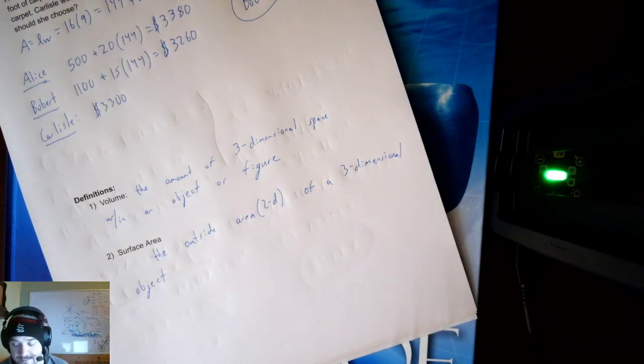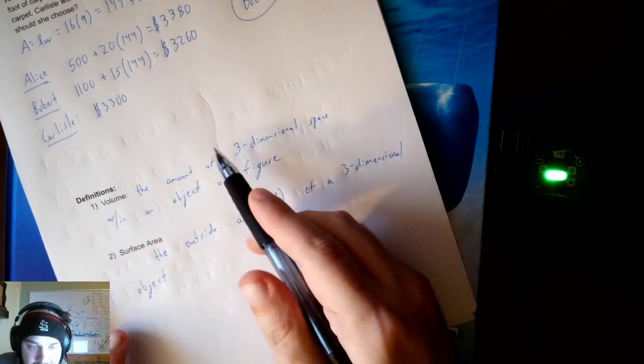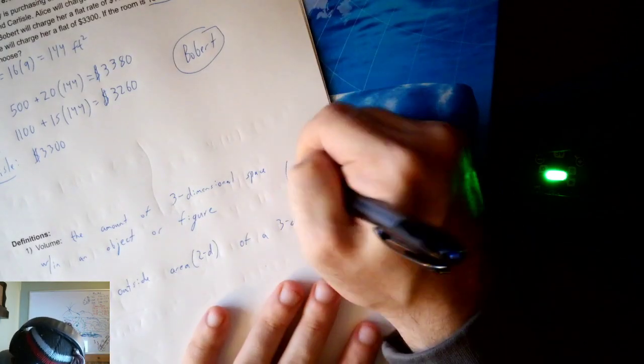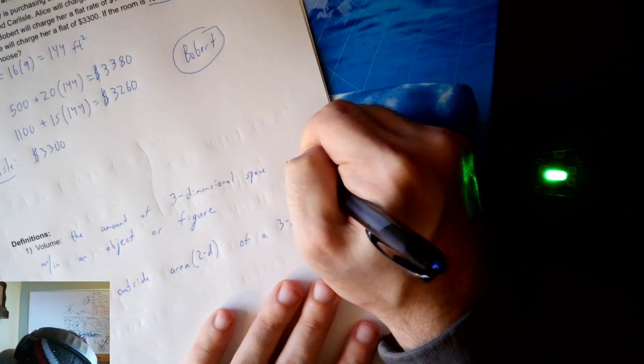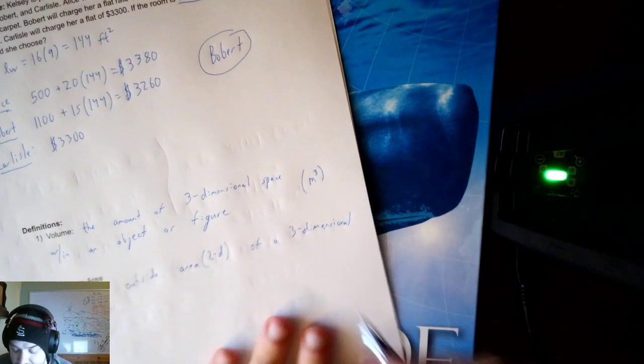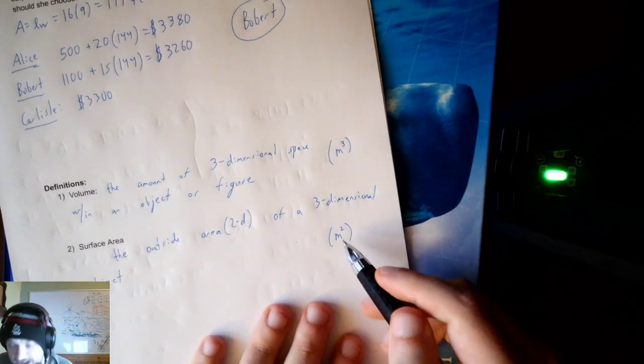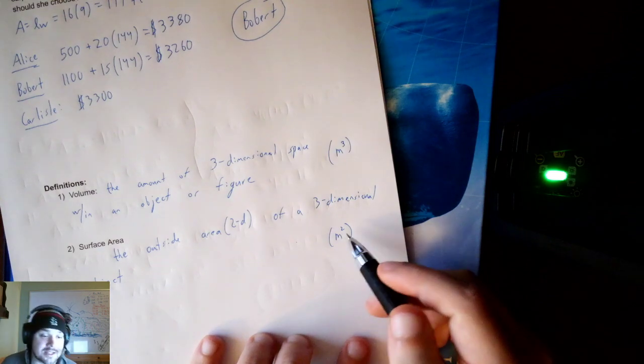Volume and surface area. Volume is units cubed. It's three-dimensional space, so, for example, it would be meters cubed. That's how volume works. It's cubic units. Surface area is an area. It's going to be meters squared, squared units: feet squared, meters squared, inches squared. Now, let's look at some formulas of these.